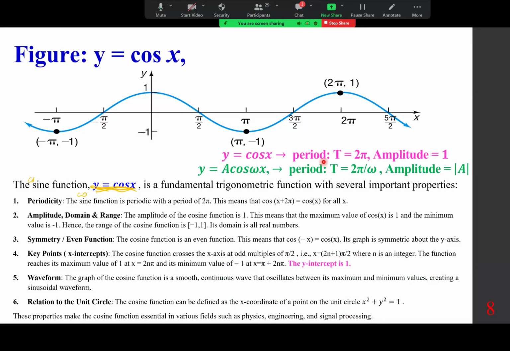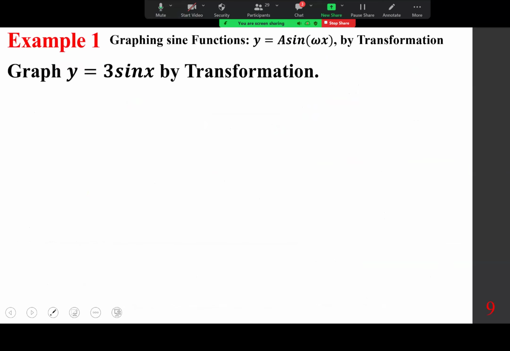So y equals cosine x, the period is 2 pi, amplitude is 1. Y equals a cosine omega x, period is 2 pi divided by omega, amplitude is the absolute value of a. And domain, the same as sine, all real numbers from negative to positive.